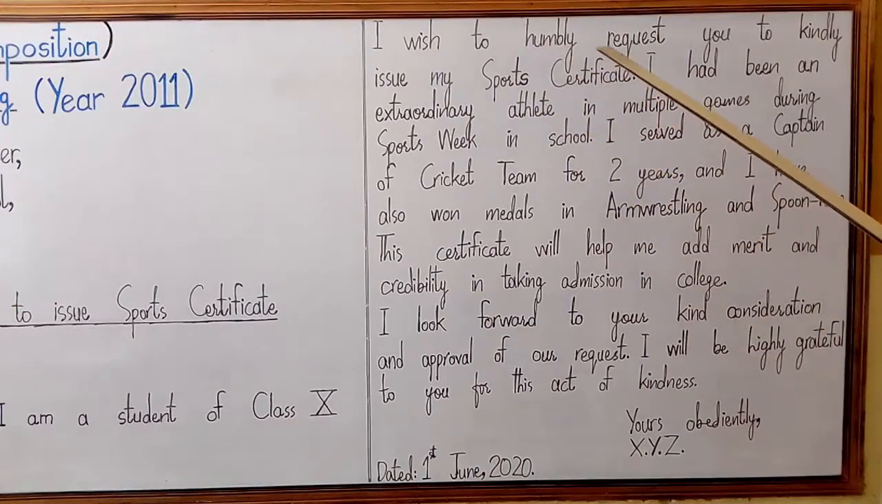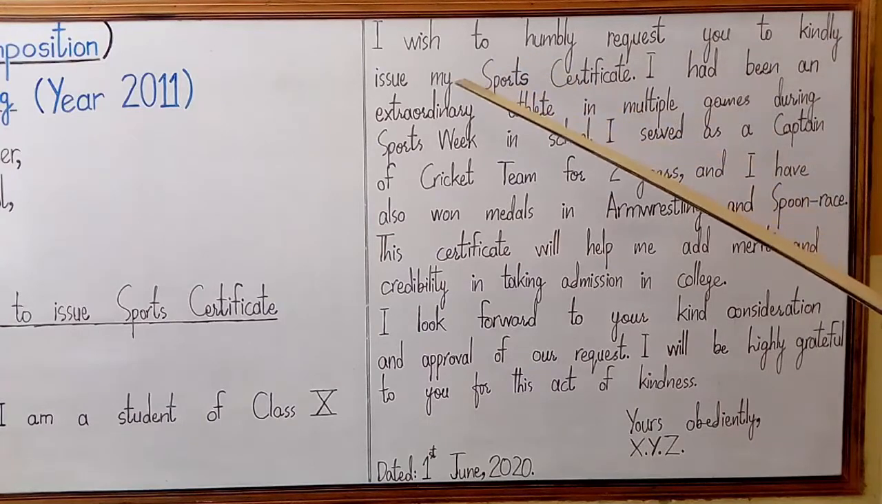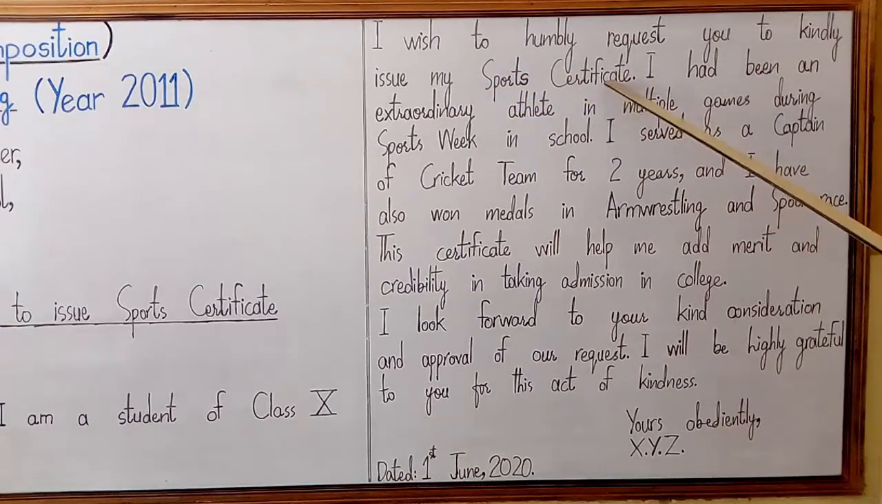I wish to humbly request you to kindly issue my sports certificates. This is the main purpose of writing this application. So you will write down the main purpose first and then you will give some reasons. Here I would like to remind you, in your matric grade, when you are writing an application to your headmaster, whatever request you are making in that application, you have to justify your request with at least 2 reasons that why you are making this request.